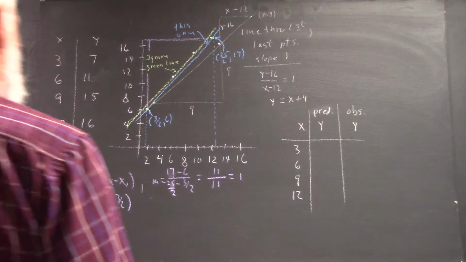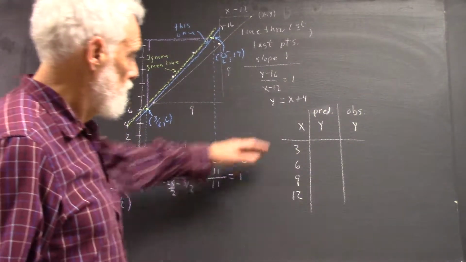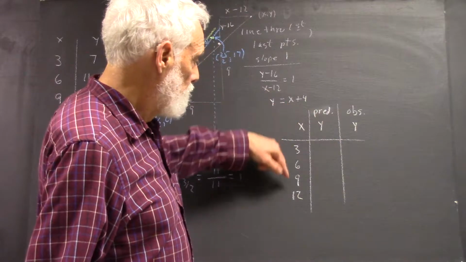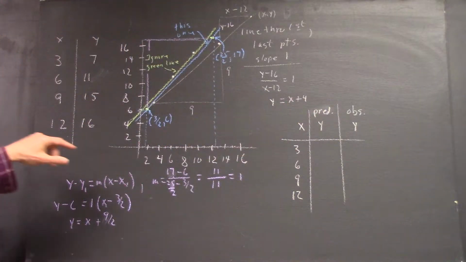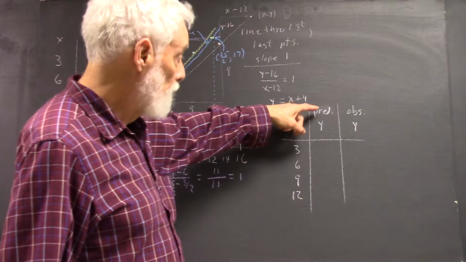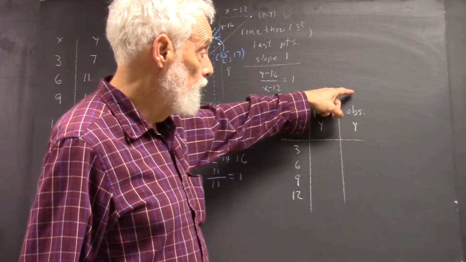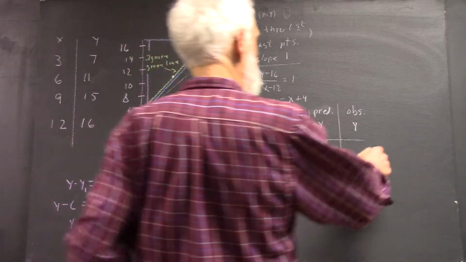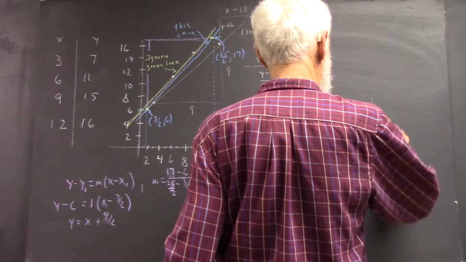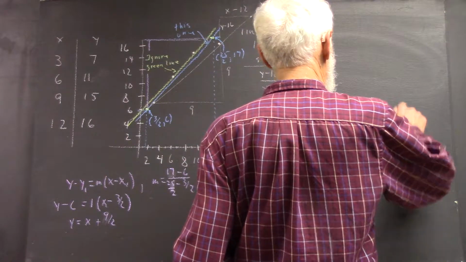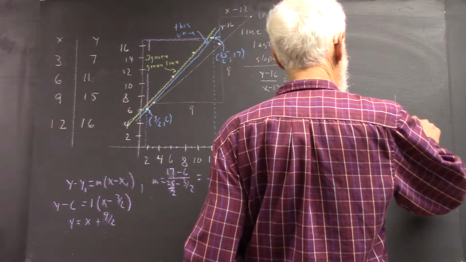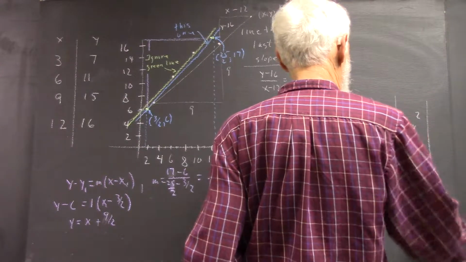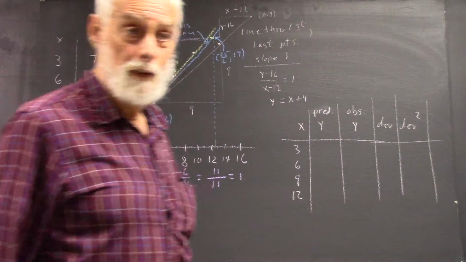Okay, so what we want to do, we've got a table here. We have x values, the same as the x values we have over here. We have the predicted y value and we have the observed y value. And then we're going to have another line for the deviation, another one for the deviation squared. Squared deviation, okay?